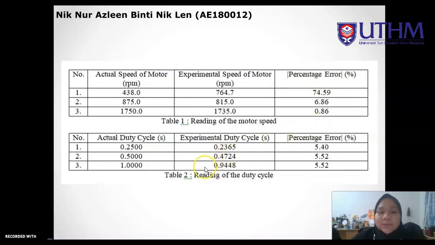And the same goes for the duty cycle. The output of the duty cycle needs to be the same as the actual duty cycle, but because of maybe some errors that occur during the whole process, this duty cycle didn't come out exactly like the actual duty cycle, so I can calculate the percentage error for the duty cycle also.